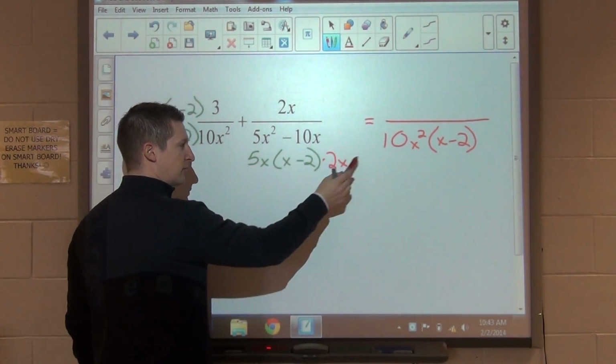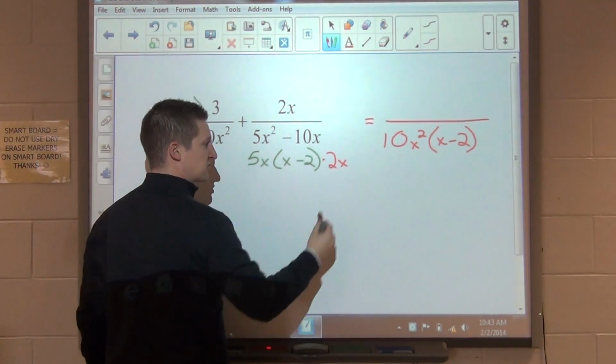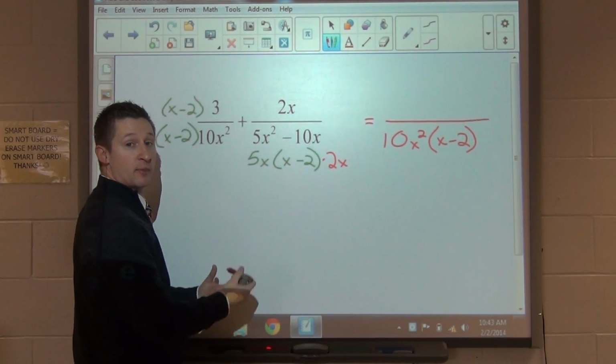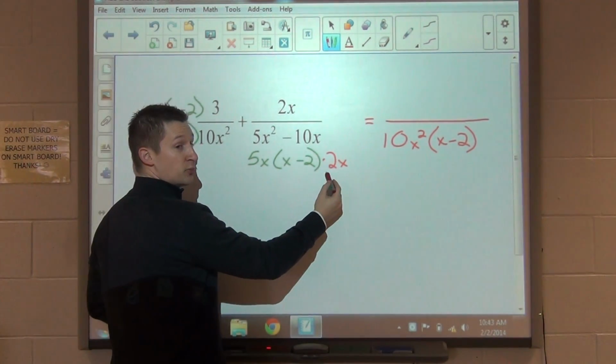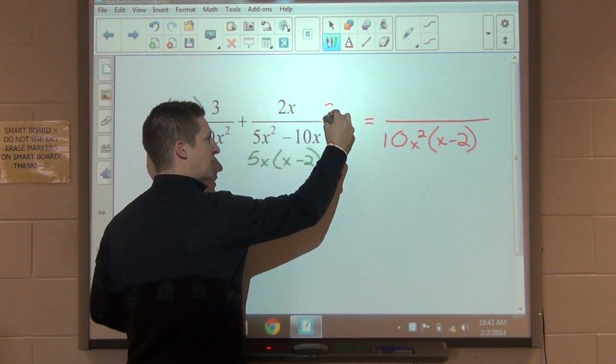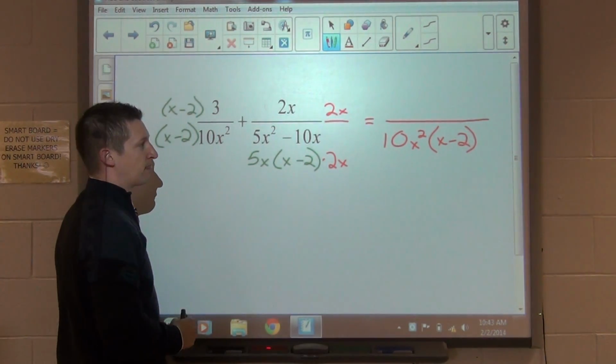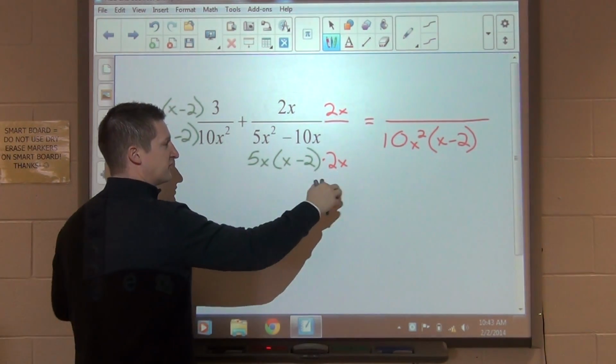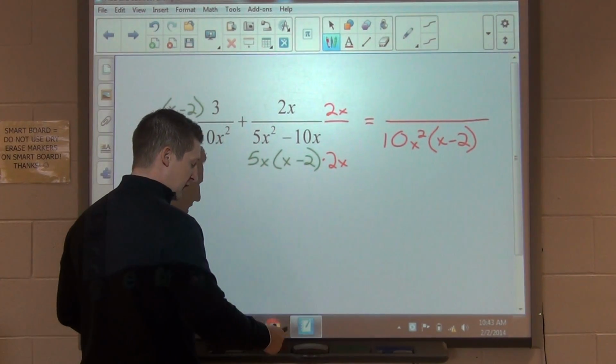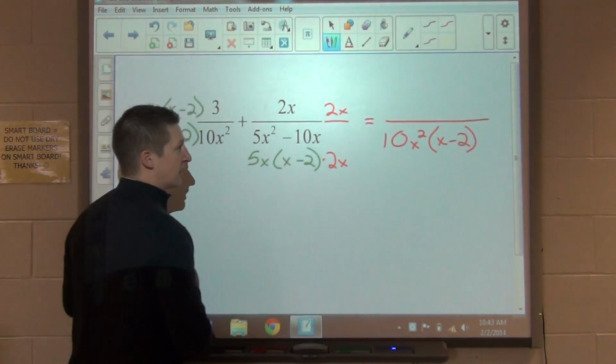The 2 times the 5 will make it 10. X times x will make it x squared. And then I'll have everything that I need for my common denominator. Now, if I multiply the denominator by 2x, I should also multiply the numerator by 2x like we've been doing. Putting these all together, I have my common denominator that I need. So now I'll focus on the numerators.